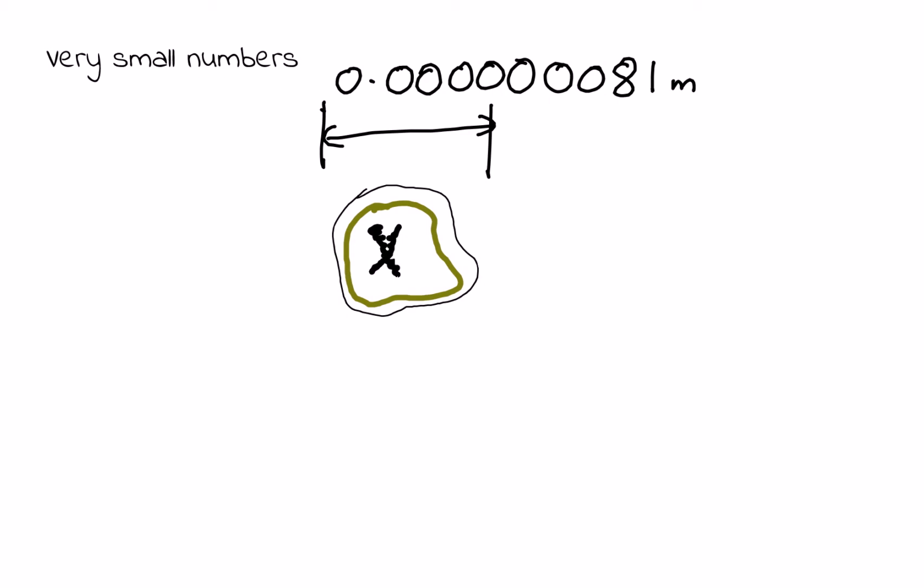Using the same notation, I need to have a number between 1 and 10, so that would, in this case, be 8.1, and now I'm going to multiply it by 10 to the power of something. Because I'm going to move my decimal point backwards 1, 2, 3, 4, 5, 6, 7, 8 times, I'm going to write that as times 10 to the power of minus 8 meters. And now we've written a small number out in standard form.